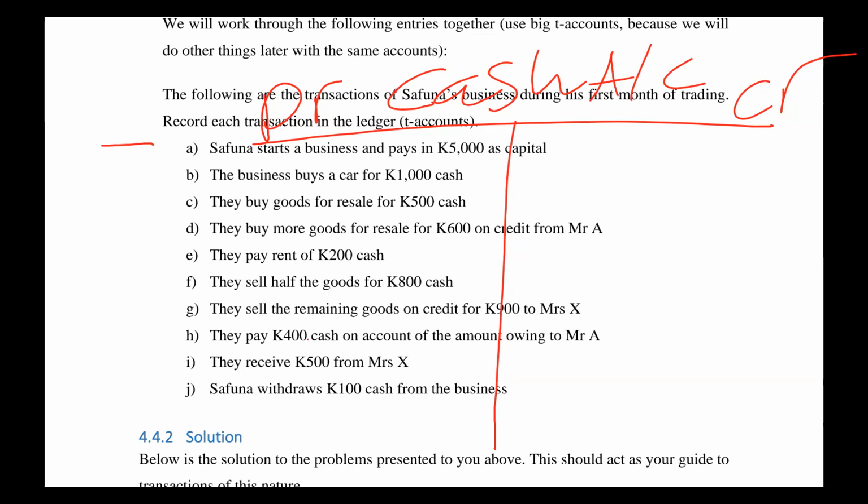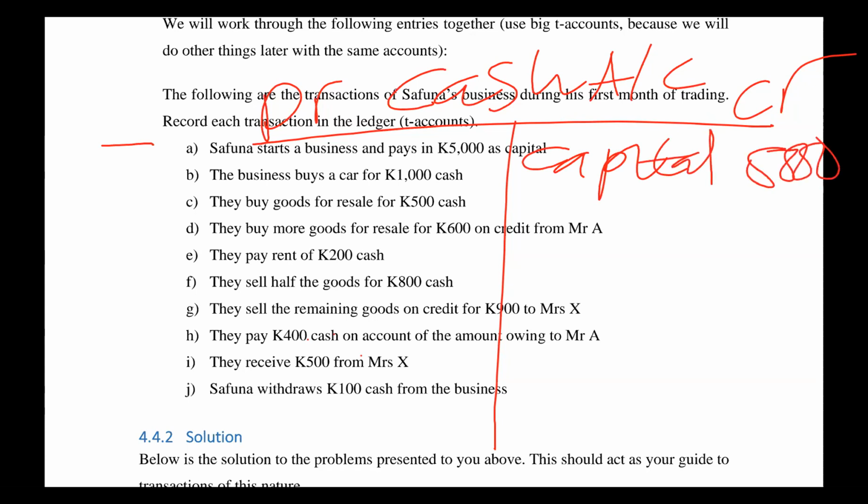Yes, it's involved in the business. So the question is, is the cash account giving or receiving? It's giving. Okay, what's the account that is receiving? The capital account. So you record on your details: Capital, you credit.